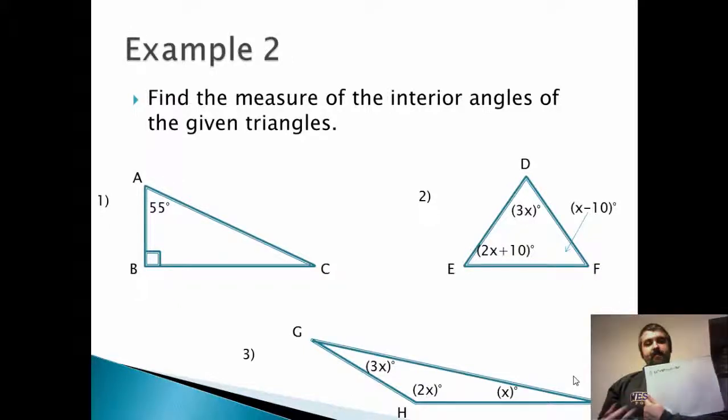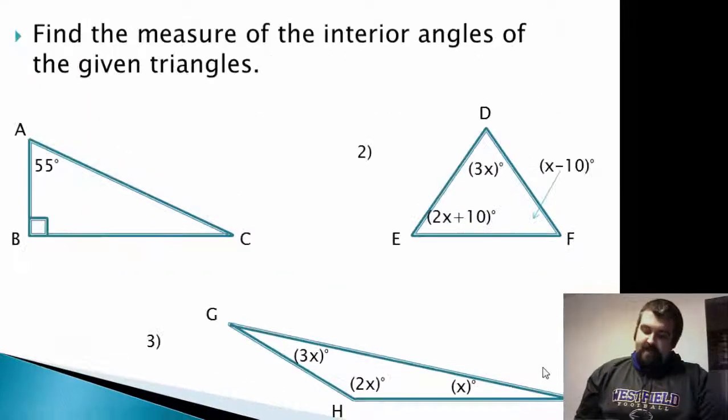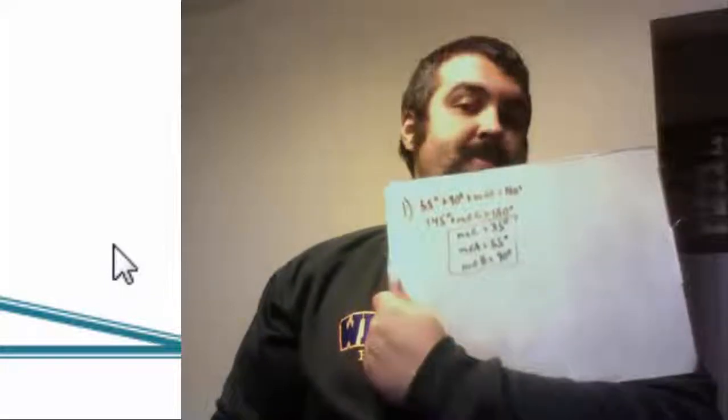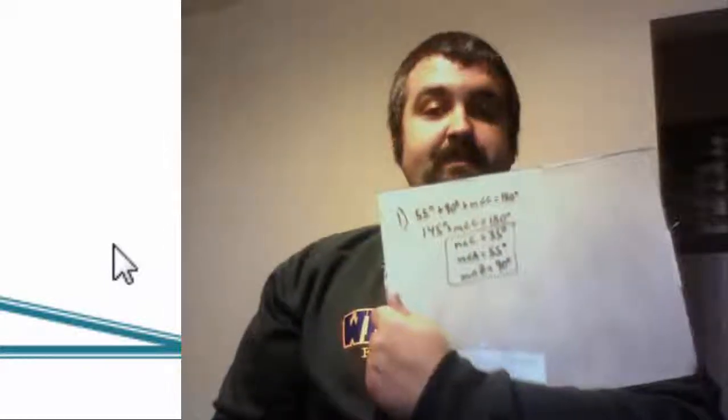Now that I have it set up, solve for measure of angle C. For measure of angle C, I get 35 degrees. Measure of angle A was given to me as 55 degrees, and measure of angle B was also given to me as 90 degrees. Now that I have all 3 of them, number 1 is done. It asked me to find the measures of the interior angles of the given triangles, so I'm going to assume that they want me to list all 3, even the ones that were given to me.